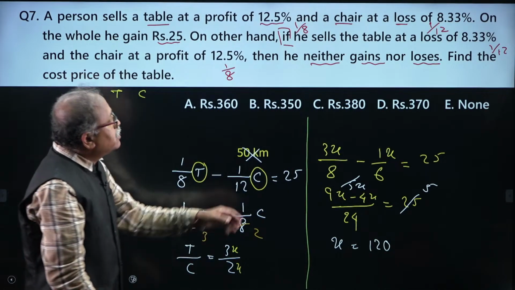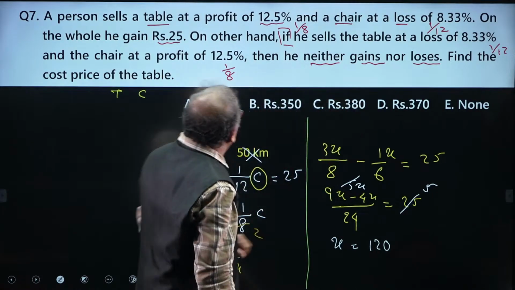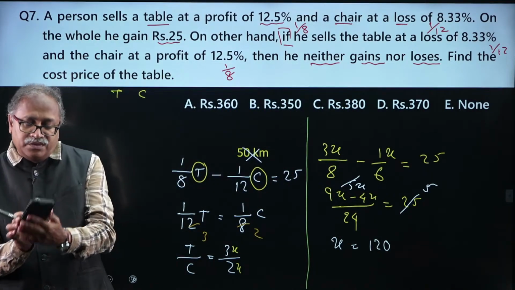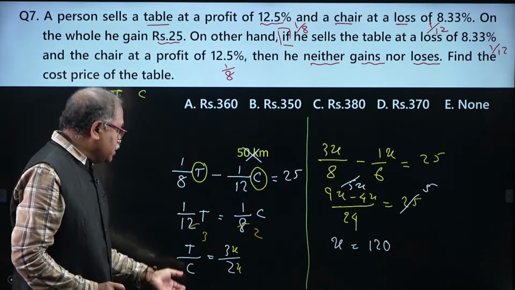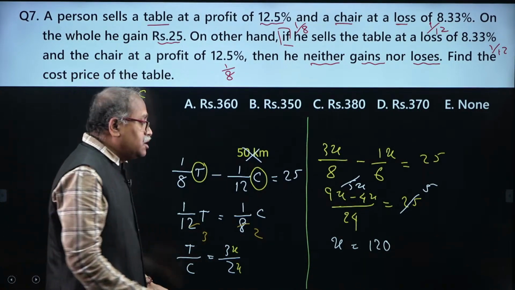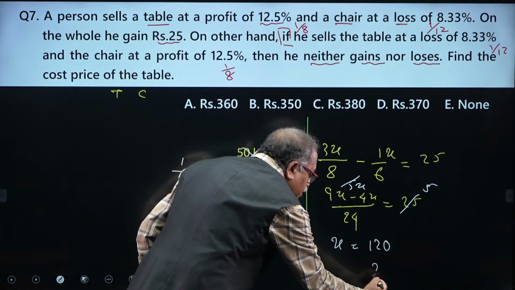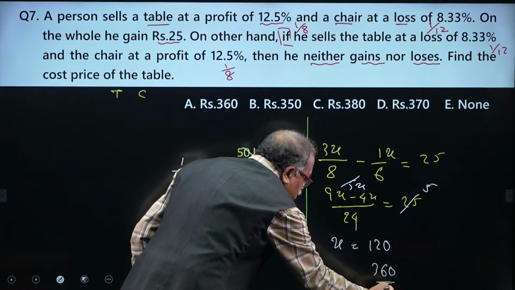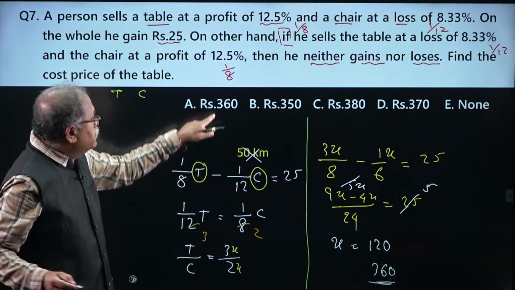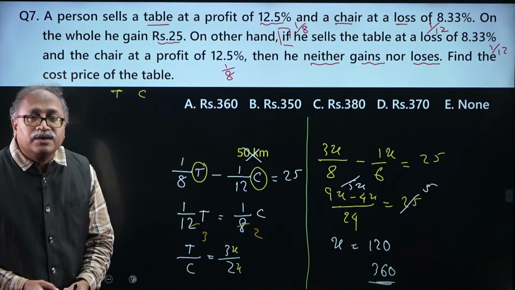But what is my requirement according to the question? It says find the cost price of the table. Anyone answered it? Okay. Now, the cost price of the table, that is T, which is 3x, and 3x will be equal to 360. This is my answer. So, where is 360? Option A.